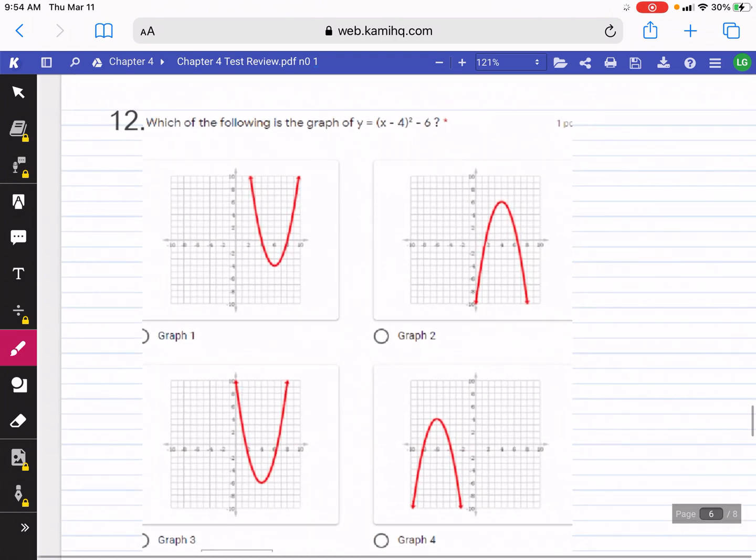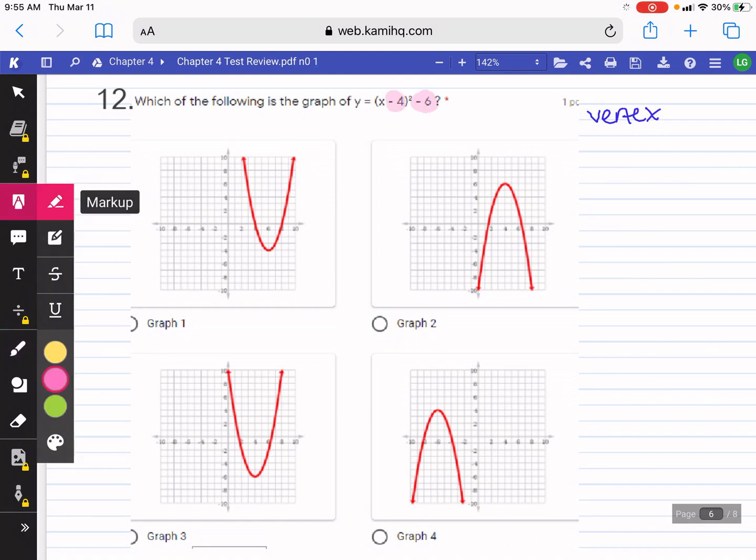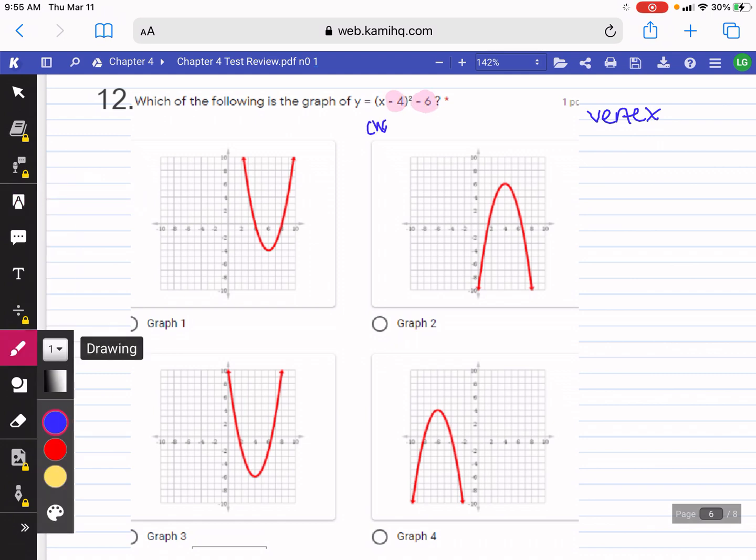In this next question, we want to know which is the graph of y equals (x minus 4) squared minus 6. It's easy to locate the graph if you know where the vertex is. Remember, for your vertex, you're using your h and your k. We learned to locate it, you change and keep. So we change negative 4 to positive 4, and then we keep the negative 6. So let's check which graph has a vertex at (4, negative 6).